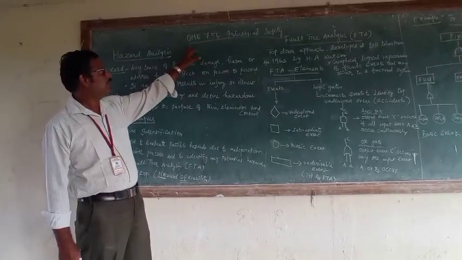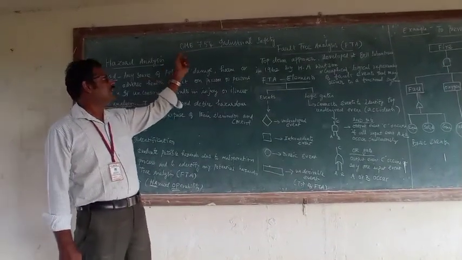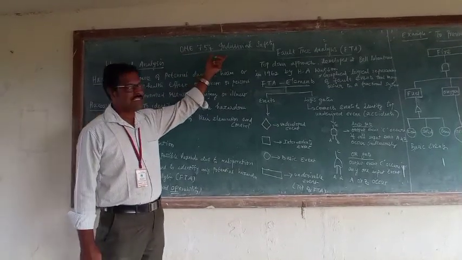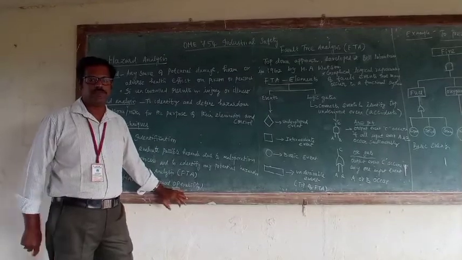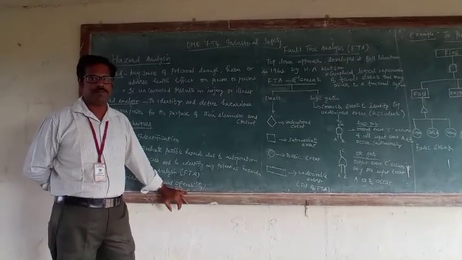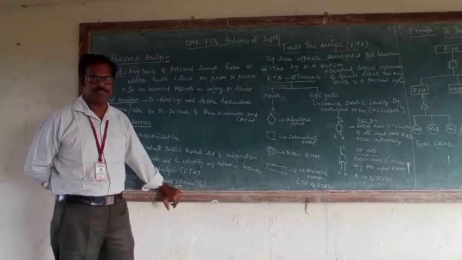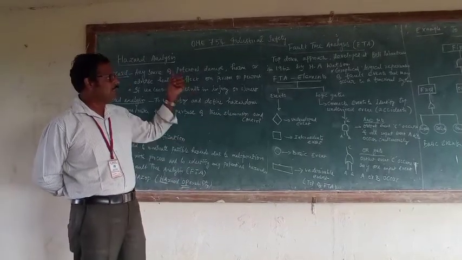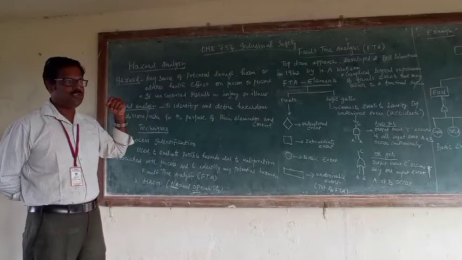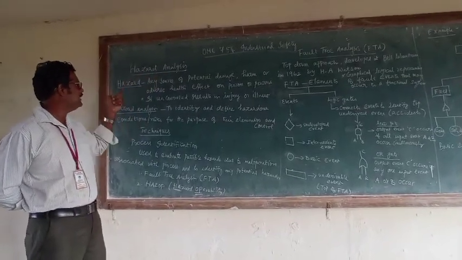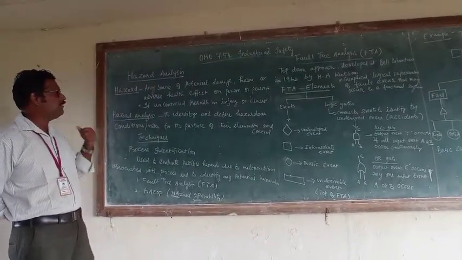Today's session, we are going to see a small topic in industrial safety. This is an open elective for both electronics and instrumentation (E&I) and the textile department. It is a 7th semester subject. In this Unit 4 we have hazard analysis. Before going to hazard analysis, first we will have the definition of hazard.